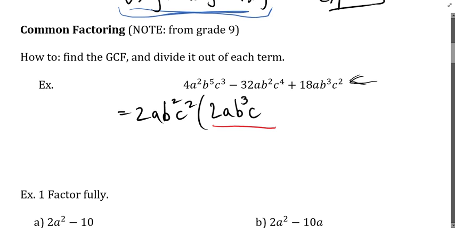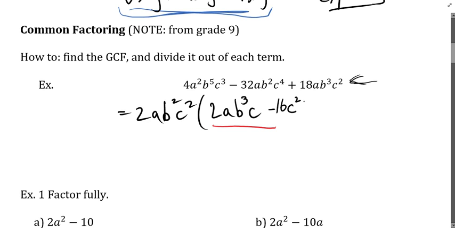So let's watch again. Negative 32 divided by 2, negative 16. What's a divided by a? 1. So it's just gone. Don't write it, it's gone. What's b squared divided by b squared? 1. Anything divided by itself is 1, so it's just gone. What's c to the 4th divided by c squared? So this is negative 16c squared.